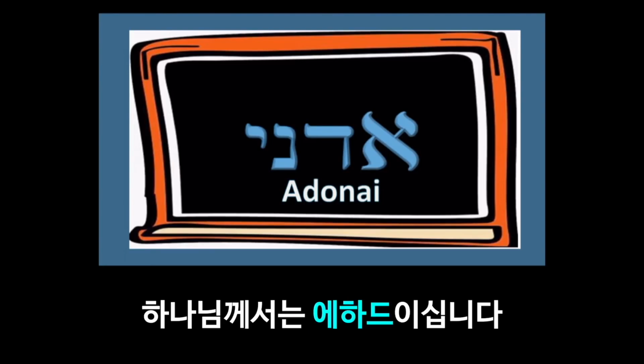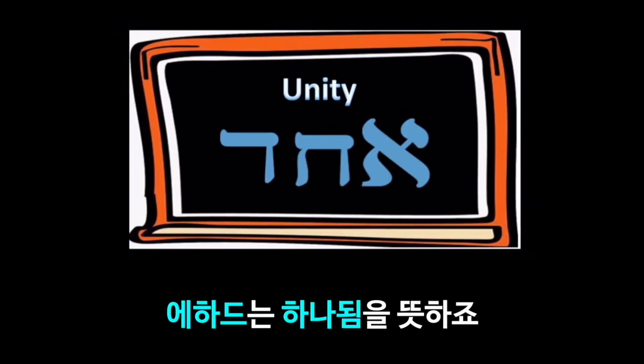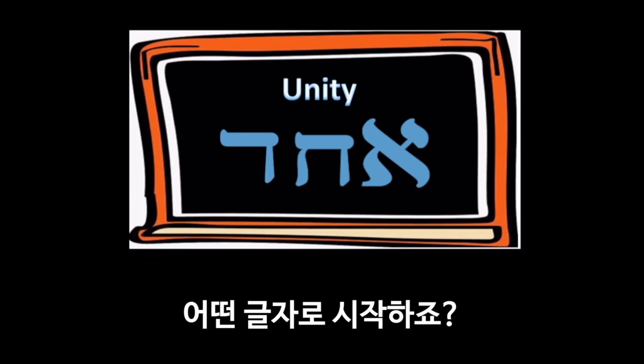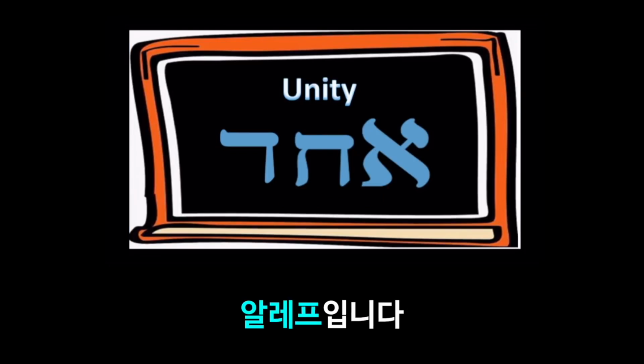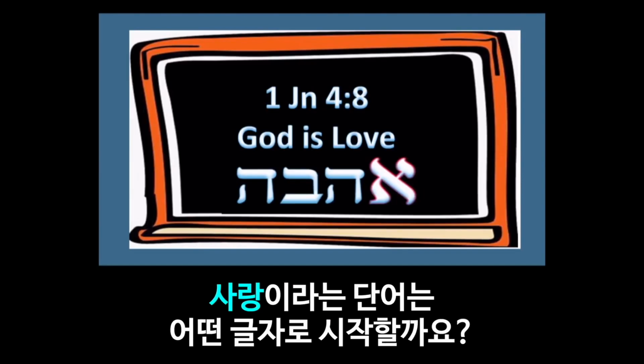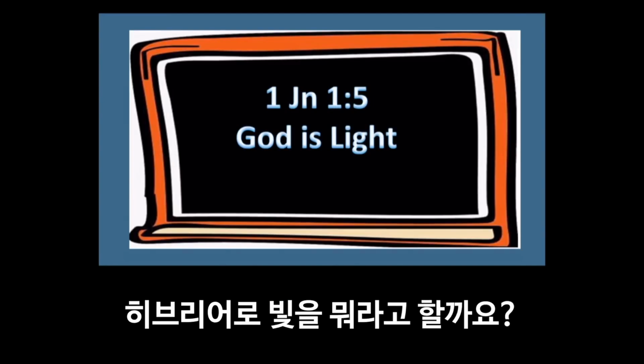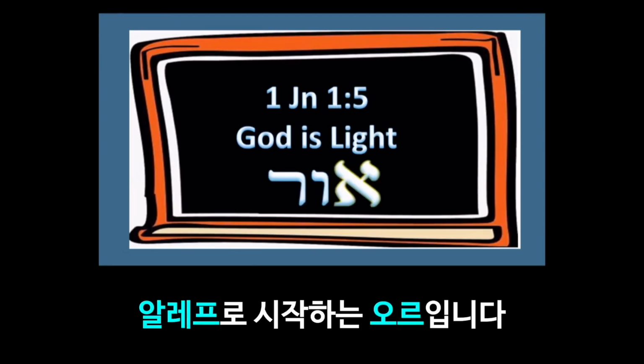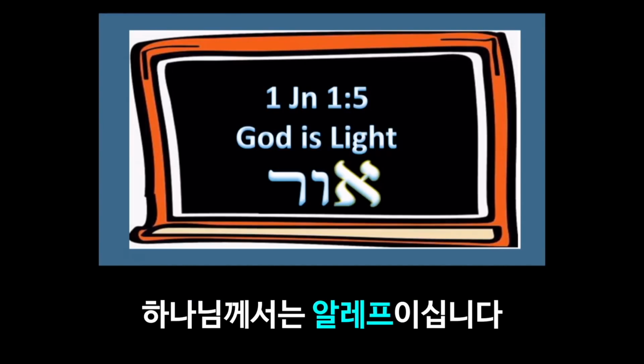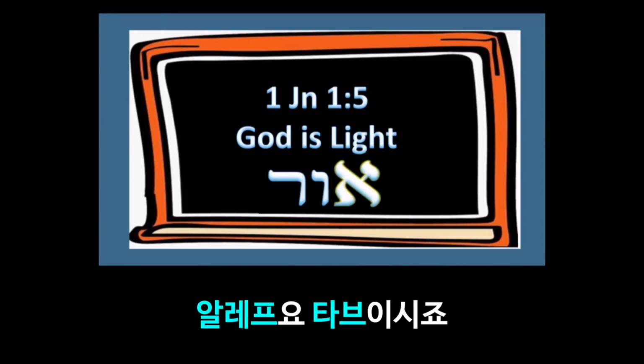God is Echad, right? There's the word Echad, or unity. What letter does it begin with? Aleph. God is love. Guess what? The word for love begins with what letter? Aleph. God is light. What do you think the Hebrew word for light is? It begins with the letter Aleph. It's Or. God is the Aleph. He's the Aleph and the Tav.